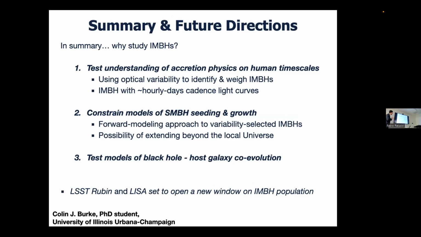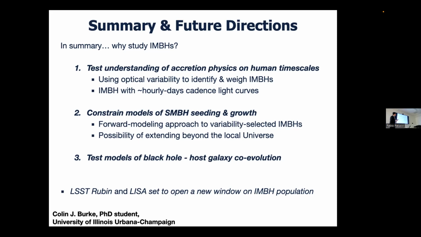Okay, so just quickly, in summary, why study intermediate mass black holes? One possibility is it's a cool way to test our understanding of accretion physics, and in particular on human timescales. An IMBH is sort of like a time machine. The black hole masses are smaller, so all of the timescales that you would expect for the accretion and other things should happen on shorter timescales. That'll be really exciting with Rubin, to be able to do this analysis that's traditionally been done with quasars on smaller mass black holes.